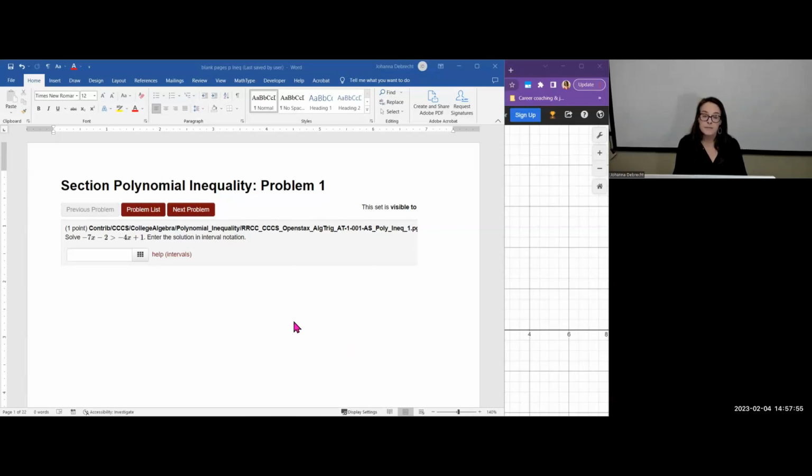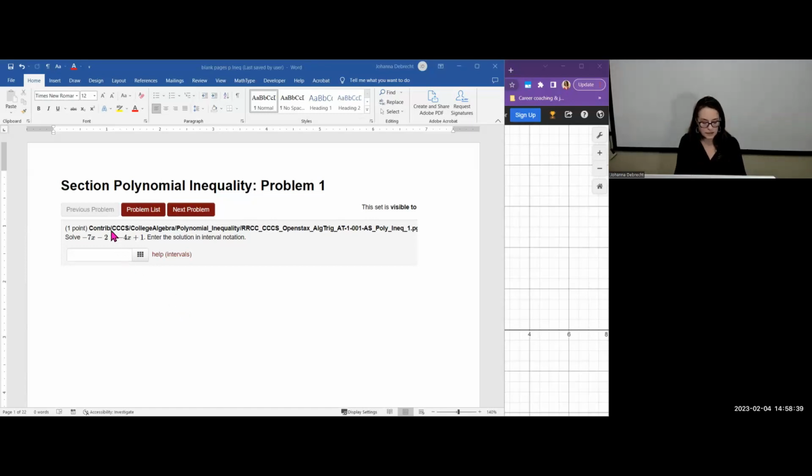Now you can see that we have our first problem here. This is a polynomial inequality. It says that this line, negative 7x minus 2, is greater than this line, negative 4x plus 1. So instead of looking for discrete solutions, x equals 2 or x equals 5, we're looking for an interval of solutions. All of the x values in this interval will satisfy this inequality. That's what you typically get when you're doing inequalities. It opens up our solutions from a finite number of solutions to an infinite number of solutions that might work.